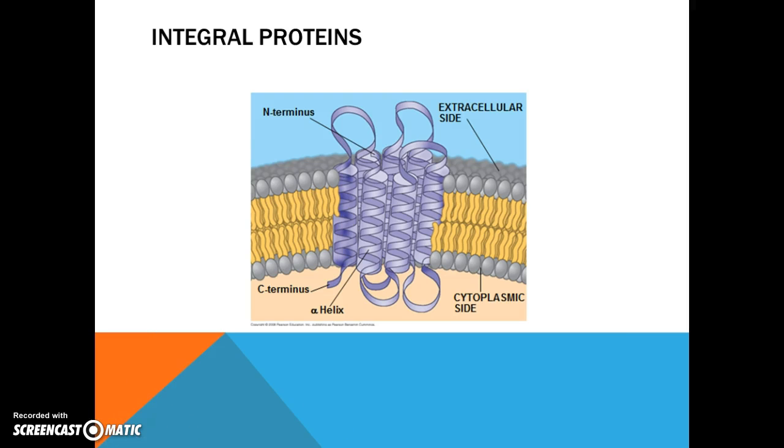We can get a better idea of these hydrophobic regions by looking at a closer image of these integral proteins. And we can see the alpha helix regions of the proteins. Here's our alpha helix right down here. It's pointing to the inner part. These are the nonpolar areas. And remember that proteins are made up of amino acids, and that some of those amino acids are nonpolar.